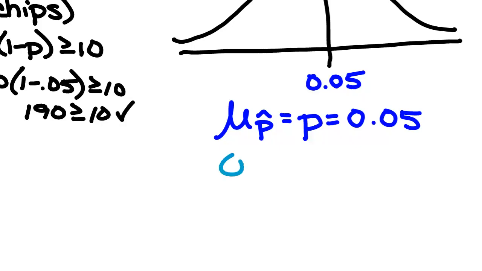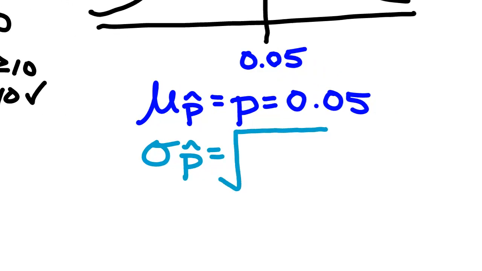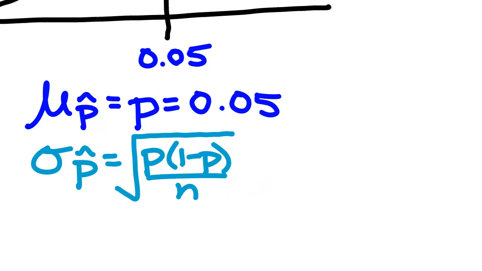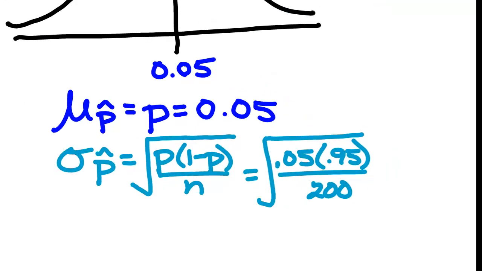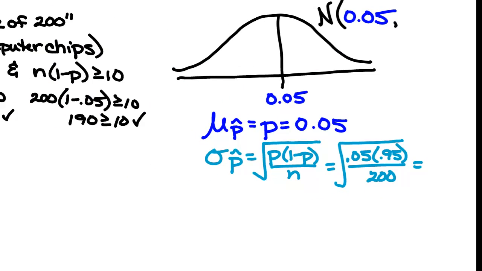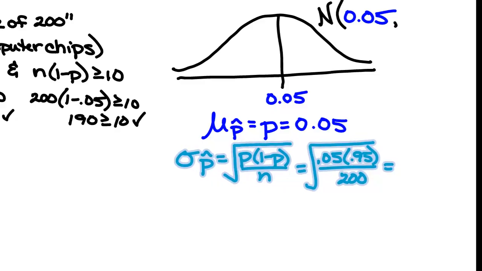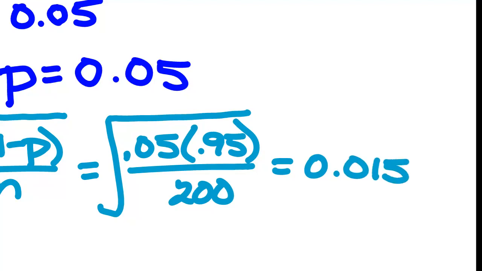Go back and look at that yellow page and tell me how to calculate the standard deviation of p hat. Square root of p times 1 minus p over n. So the square root of 0.05 times 0.95 over 200. What do we get? 0.0154.